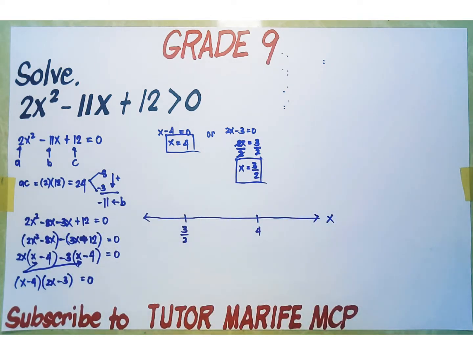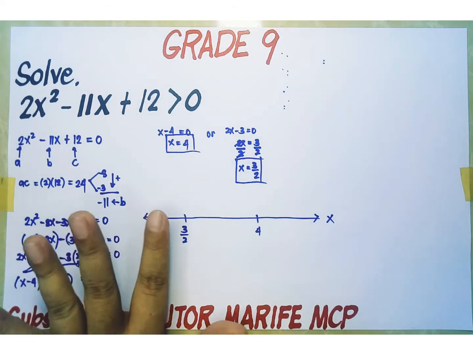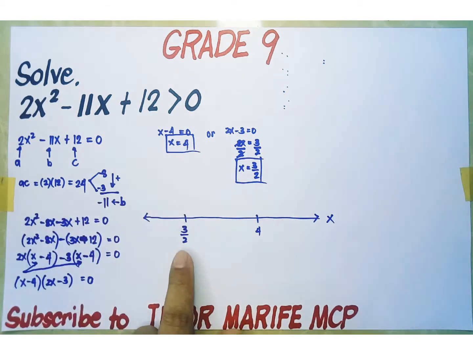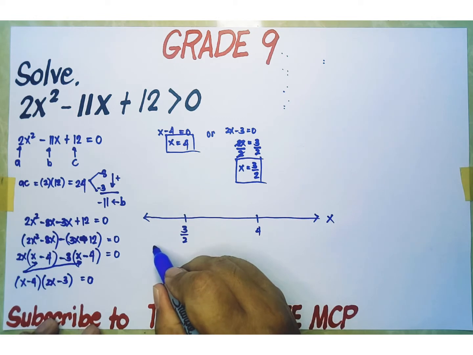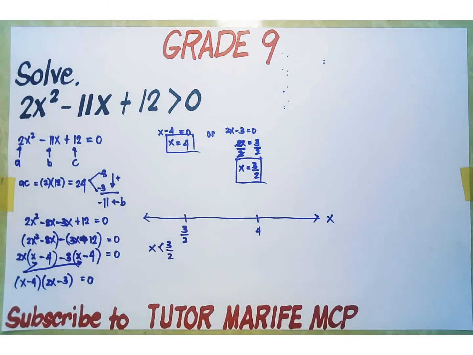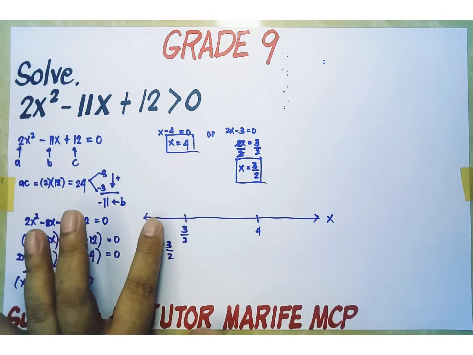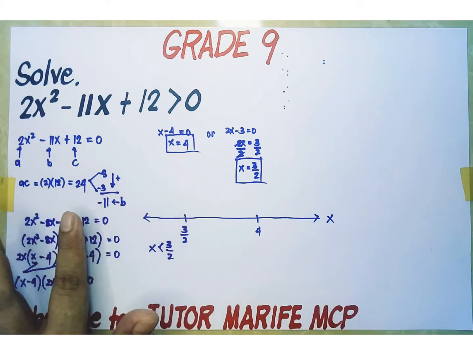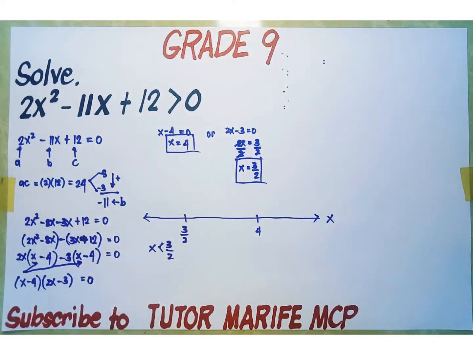Okay, let's write down our 3 intervals. All the real numbers to the left of the boundary point 3/2 is to be represented by the interval x is less than 3 over 2. This interval means that all the numbers to the left of 3/2 are less than 3 over 2. Okay?